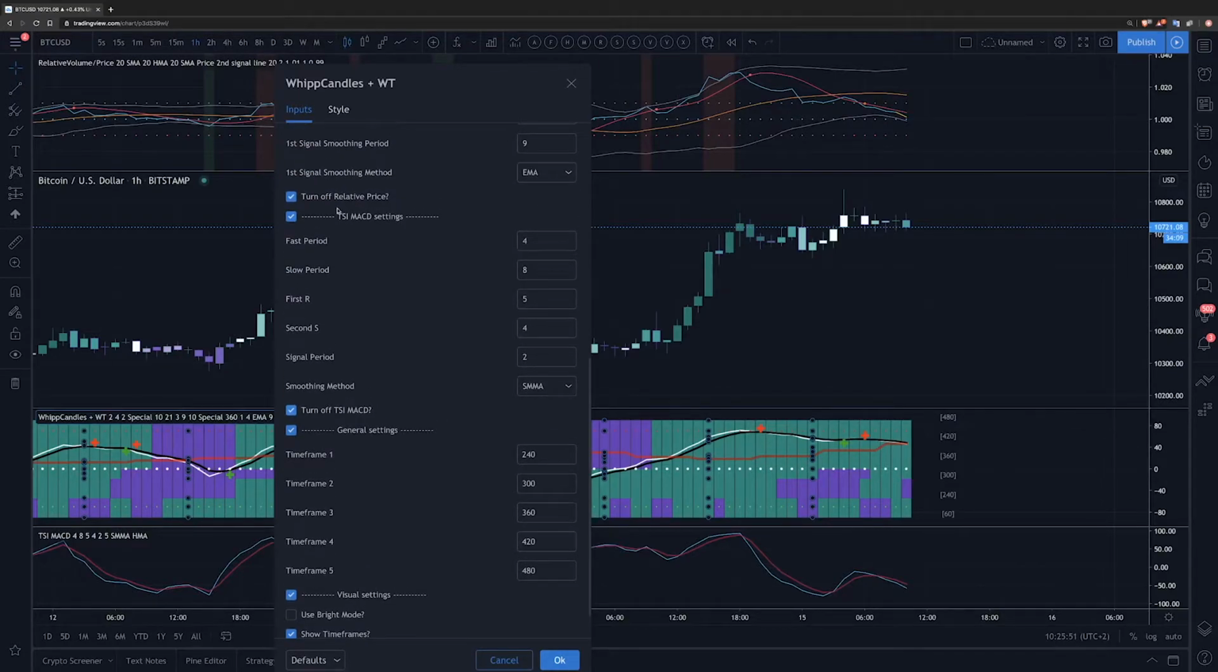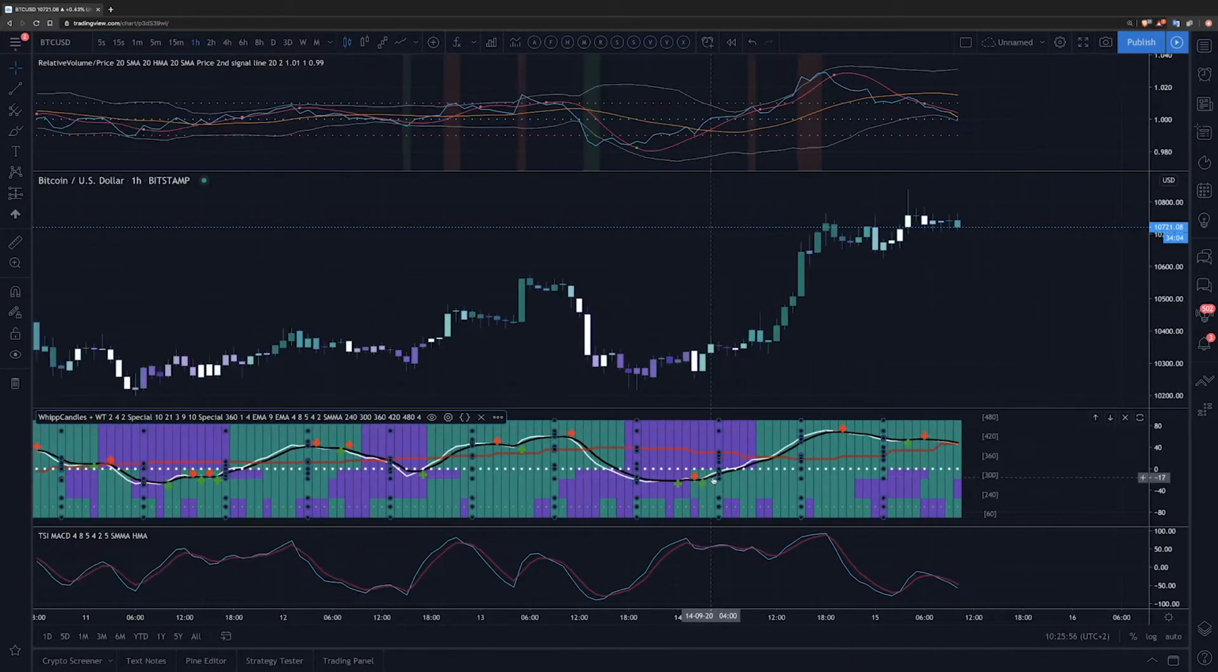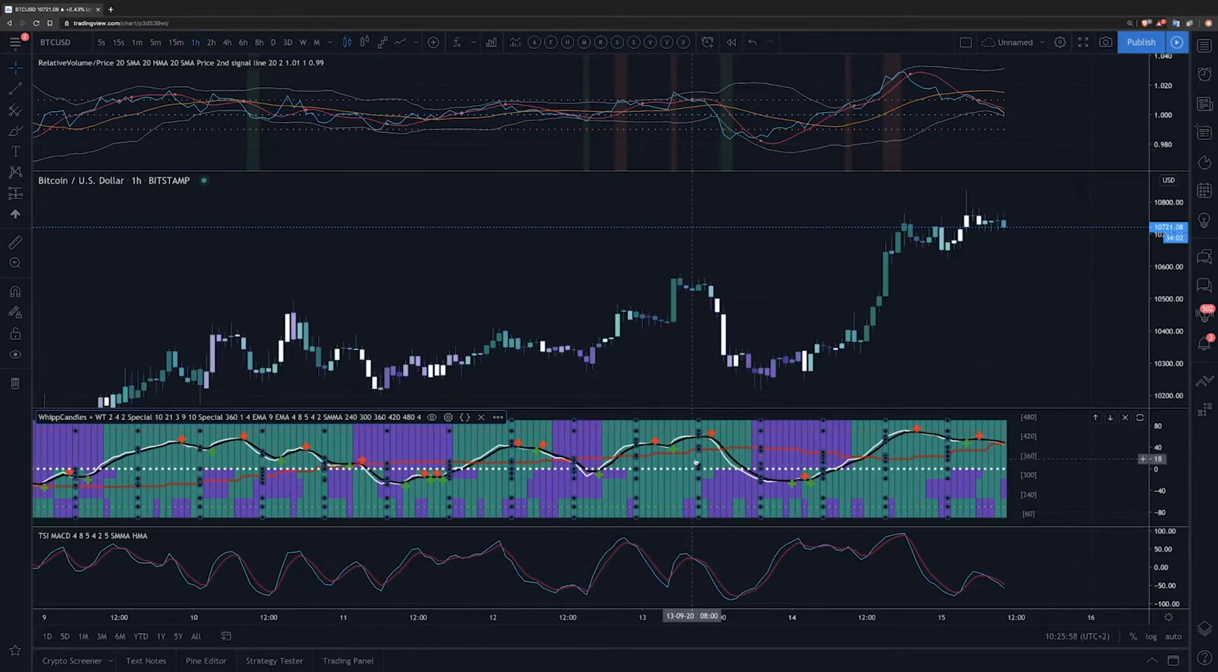Here we have TSI MACD turned off, relative price turned off. So this is the original wave trend settings, which would have been a sell there. You would have had a nice move. That's a buy, that's a sell, that's a buy, and you would have had a nice move. That's a sell. You would be in drawdown here. That turned into a buy. Would you close your trade? Not necessarily, because our vol has good divergence there.